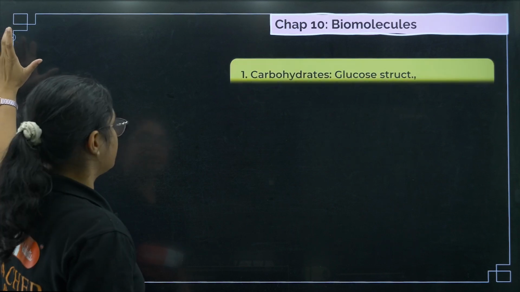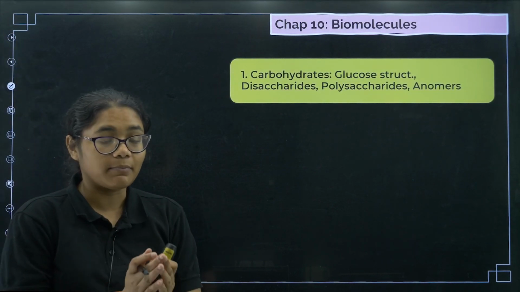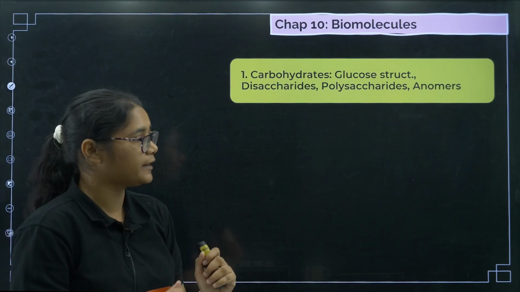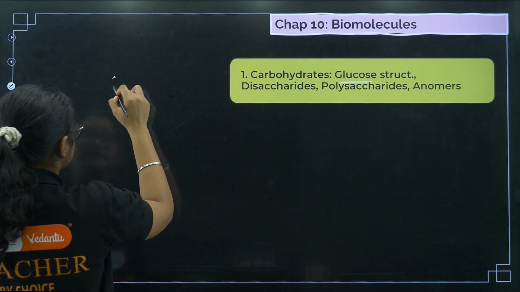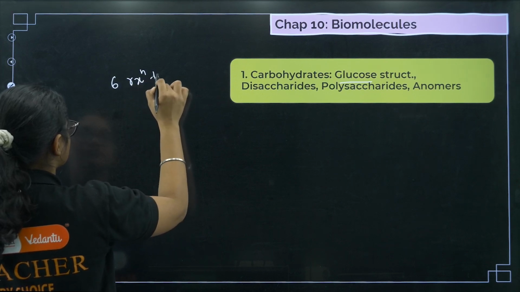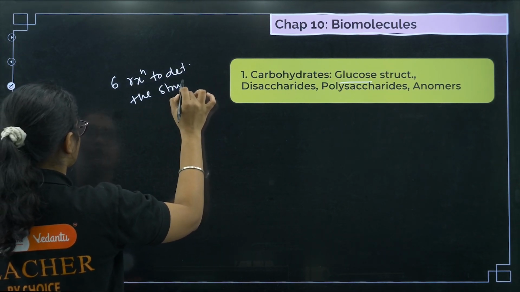next we have biomolecules here. Okay, so first of all, in biomolecules you should be knowing about carbohydrates. Okay, so carbohydrates, first thing, glucose structure. Okay, so there were 6 reactions, right? 6 reactions to determine the structure of glucose.